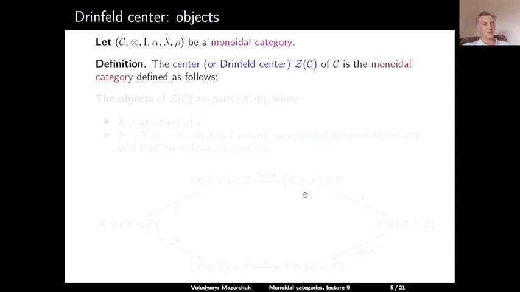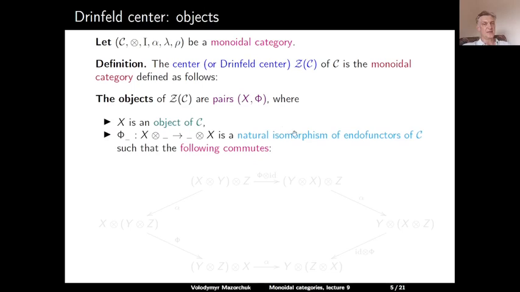Definition: the center, or the Drinfeld center of C, usually denoted Z of C, is the monoidal category which is defined as follows. So we start with the definition of the objects in the Drinfeld center. The objects in the Drinfeld center are all pairs x, phi, where x is an object of C, and phi is a natural transformation of endofunctors of C, where the first endofunctor is given by tensoring with x on the left, and the second endofunctor is given by tensoring with x on the right.